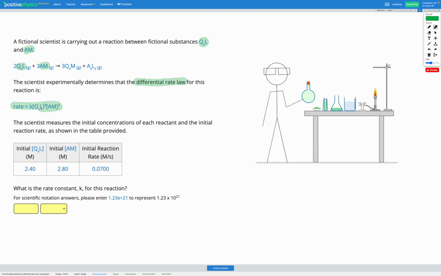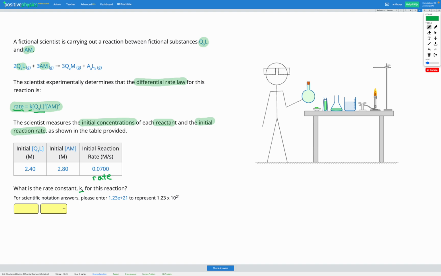Rate equals K multiplied by the concentration of Q3L cubed multiplied by the concentration of AM squared. So we can see we've got third order with respect to Q3L and second order with respect to AM. We're also given the initial concentrations of each reactant and the initial reactant rate for a given trial in this table here. So if we have a look at what we've got, in our equation here, we've got rate, which we have here. We've got K, that's what we're trying to find.